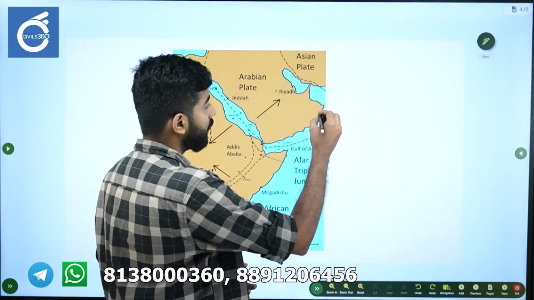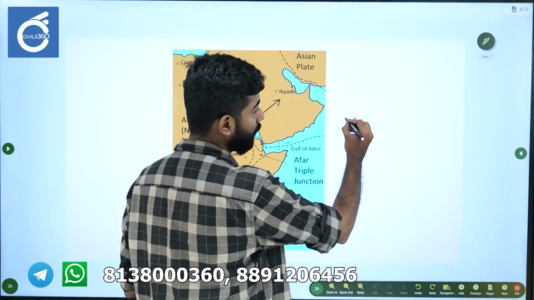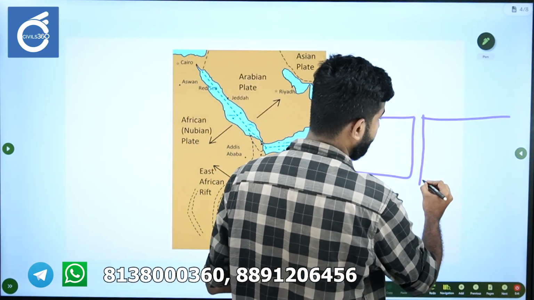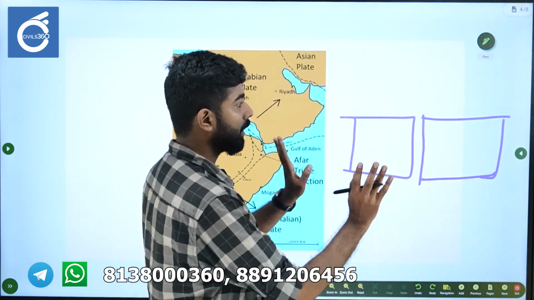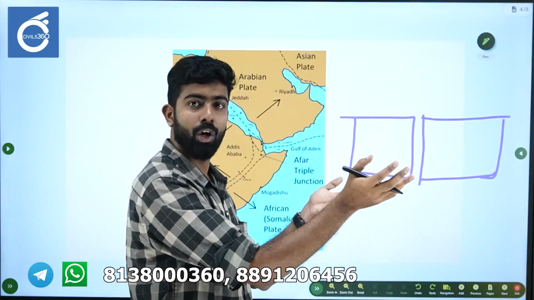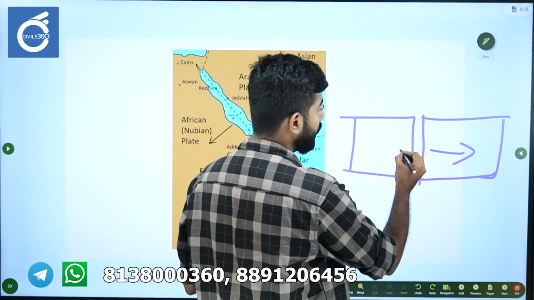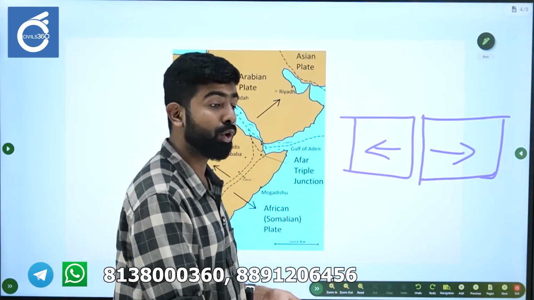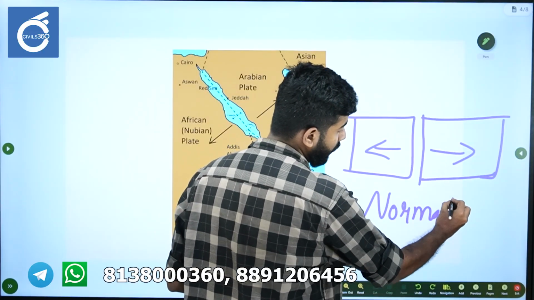If you are familiar with the normal fault, here you have one plate. This is the plate boundary, and then you have these plates. Please imagine them as horizontal pieces, right? If they move away from each other, it triggers a normal fault, right? Normal fault.